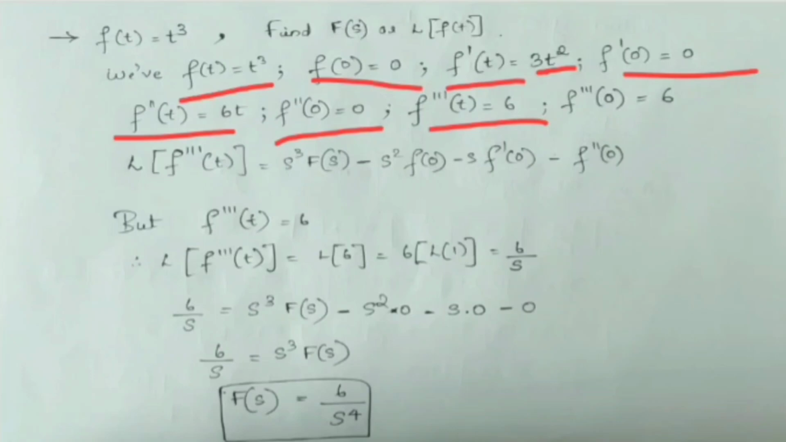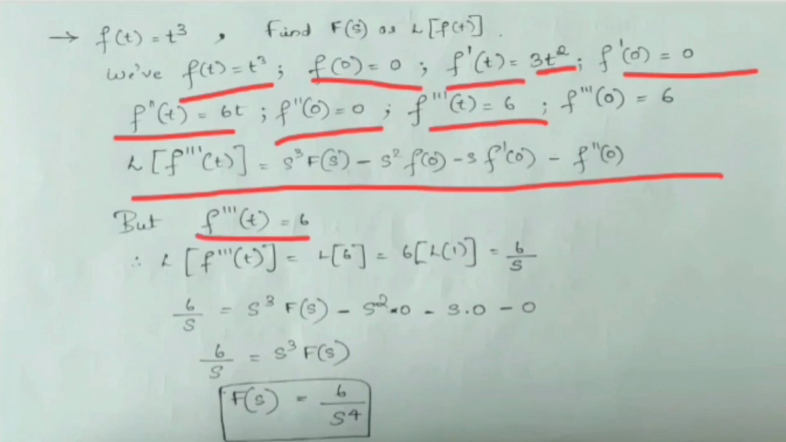So we have the expansion for Laplace of f triple dash of t. Laplace of f triple dash of t is equal to s cube F of s minus s square f of 0 minus s f dash of 0 minus f double dash of 0. We already know that f triple dash of t is 6. So Laplace of f triple dash of t will be Laplace of 6, right? So 6 into Laplace of 1 will be 6 by s, because Laplace of 1 is 1 by s.